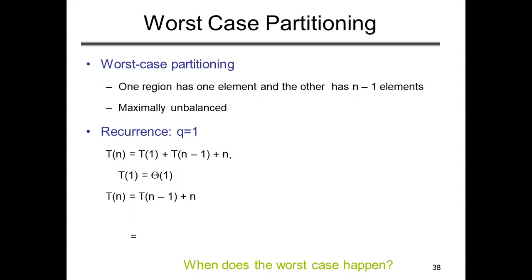Now see this one, recurrence case, worst case partitioning. Worst case partitioning means one region has one element and the other has n minus 1 elements. What is the meaning of this one? One region has one element and the other region has n minus 1 elements. When you consider the sorted element file, that means the array elements are already sorted.